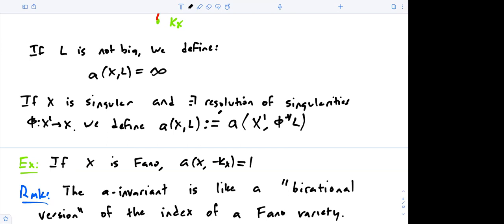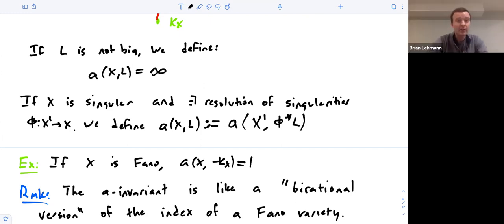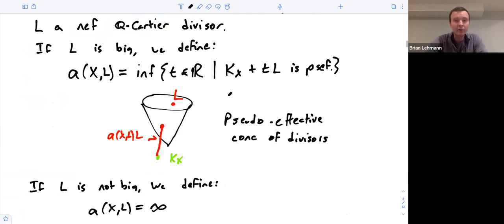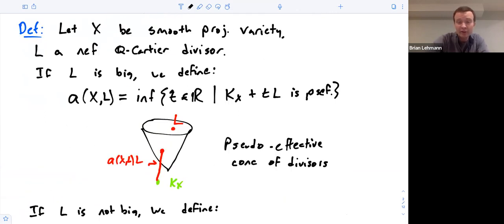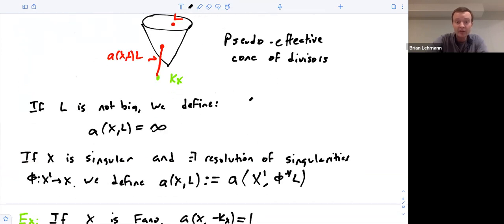Hi, Brian, quick question. Yeah. This singular case, I mean, wouldn't it be problematic unless X has terminal or, let's say, canonical singularities, like showing the independence of the resolution of this invariant? That's a great question. So I think, almost, noting that if X has worse than canonical singularities, this definition is going to be different than this definition.